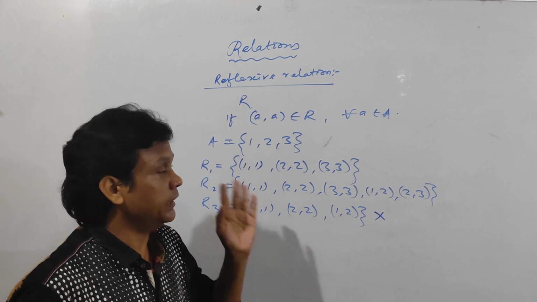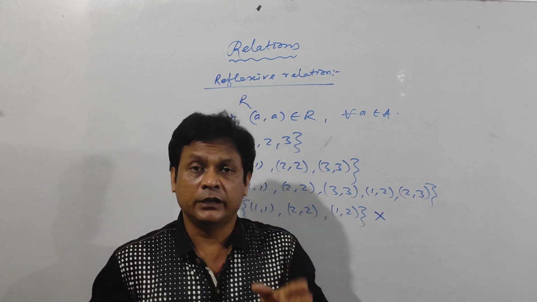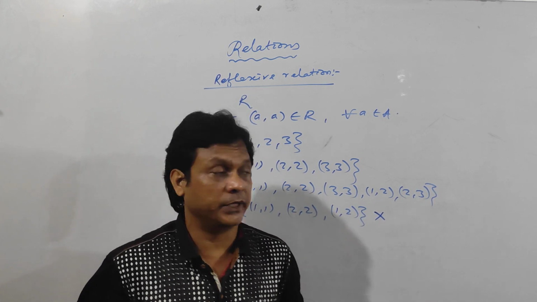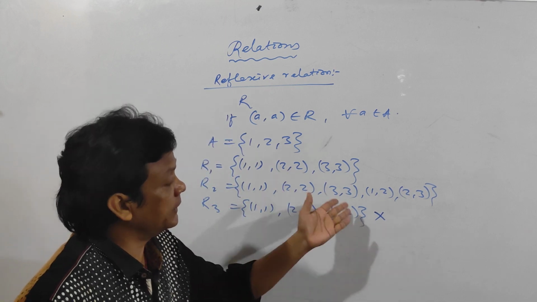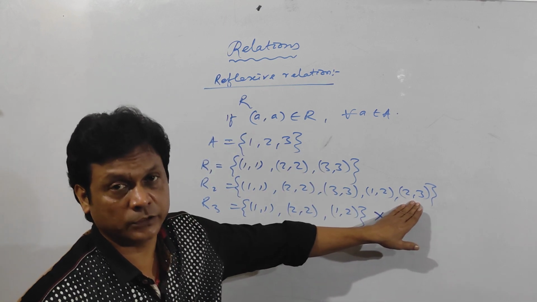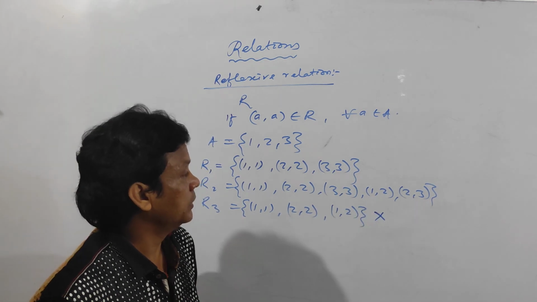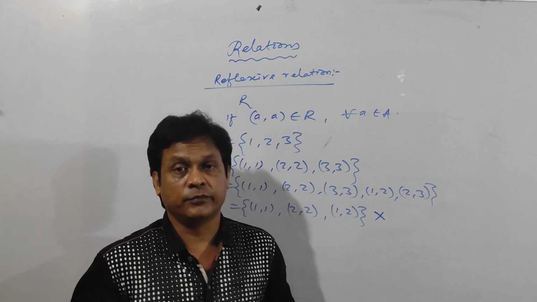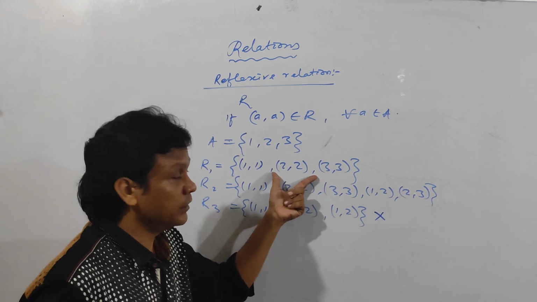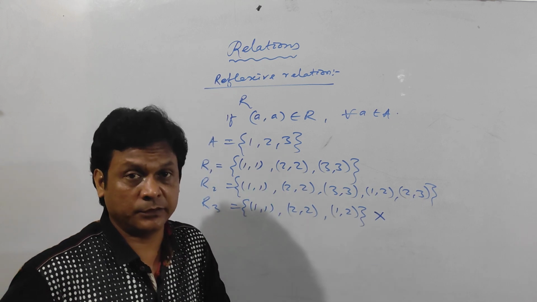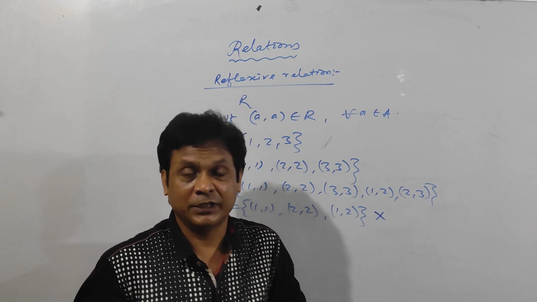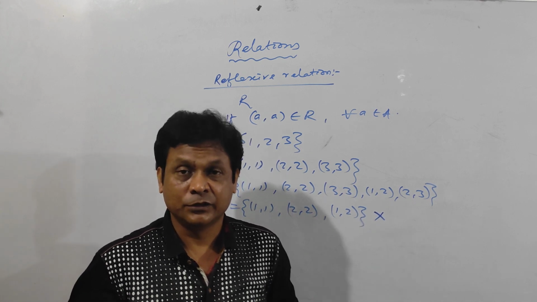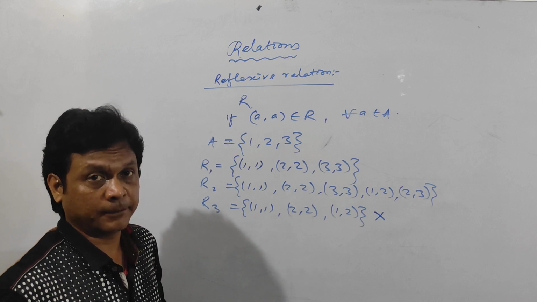I have told you, in identity relation, the only condition is that every element should be related to itself only. It cannot be related to other elements. But in reflexive, it can be related with other elements also. See here, I have taken these two. That means, now tell me what is the relation between identity relation and reflexive relation. Every identity is, this one is identity, no? So every identity is reflexive. But the converse is not true. That means every reflexive is not identity. Clear? So this is the reflexive relation.